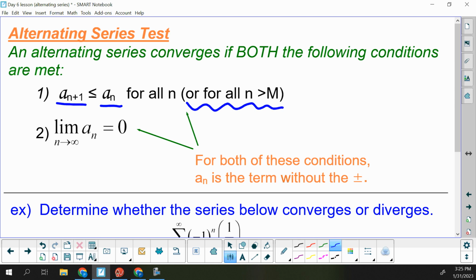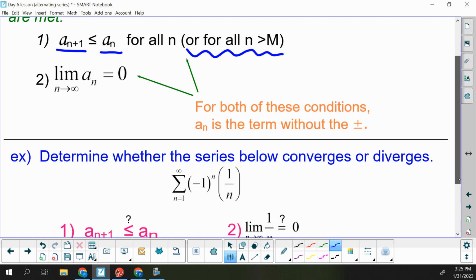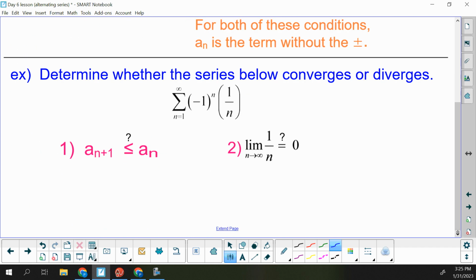Now, what we mean by a_n is the terms in our alternating series, but ignoring whether they're plus or minus, just looking at the positive version of them, or think the absolute value version. So we're looking at the magnitude of them and not necessarily their sign. If those two things are true, then we can say it converges by the alternating series test. Now you have to physically show that you're checking those and that they are true for us to use the alternating series test.